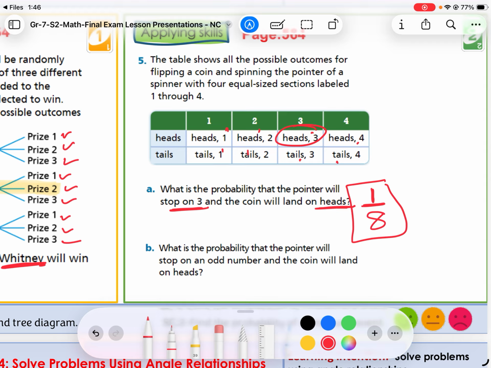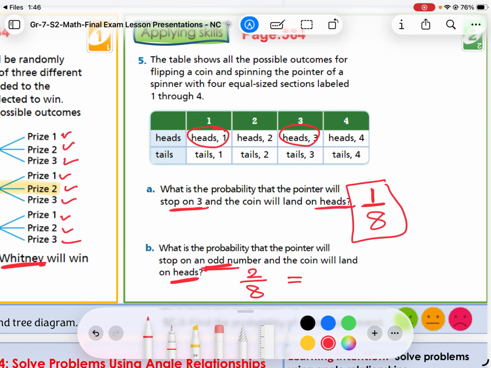That's the answer. Okay, the final one, you guys need to know what's an odd number. What's the probability that the pointer will stop on an odd number and you will get head? You need an odd number with a head. So let's look at the heads. So head with 1, you ask yourself, is 1 an odd number? Yes, it is. Is 2 an odd number? No, we can't take it. Head and 3. Is 3 an odd number? Yeah, it is. So the answer will be 2 out of 8. We have only 2 favorable outcomes out of the total 8.